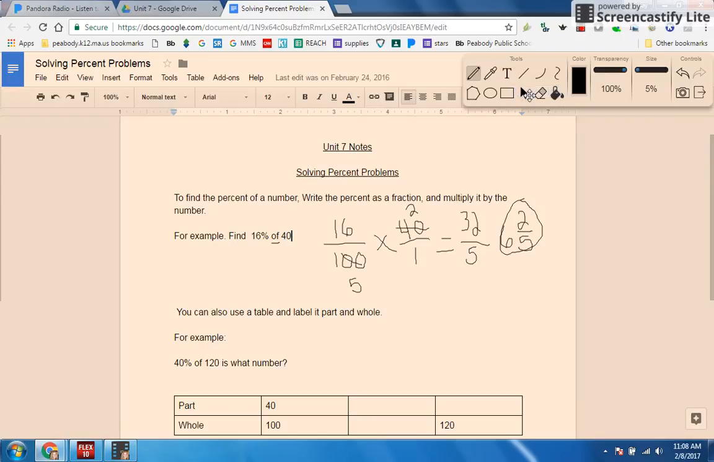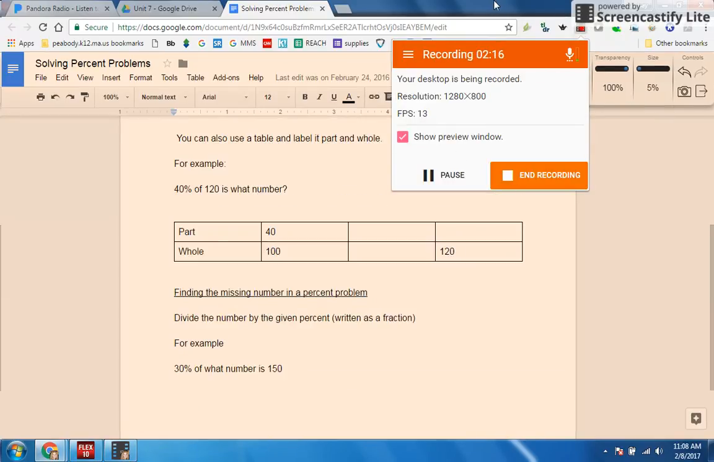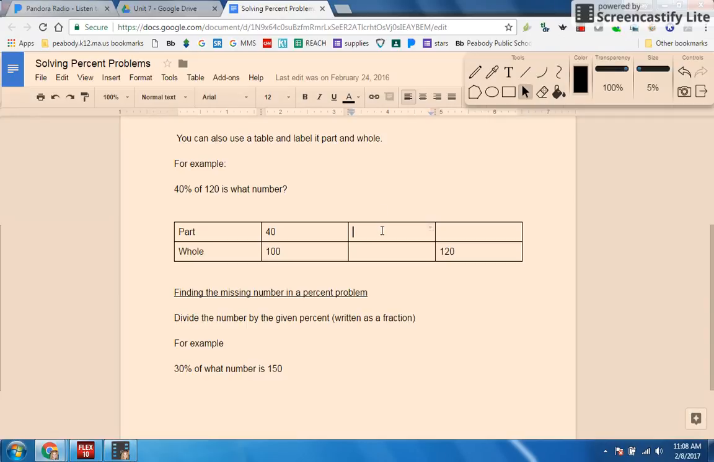So I'm going to pause this for a second so I can erase and clean it up a little bit, and then I'll show you how to do it with a chart. So here's another way, like I said, you could do it with a chart. We're going to do this problem: 40% of 120 is what number? My part to whole ratio with the table will give you the same answer. So I have 40%, which is 40 over 100. And my goal is I'm trying to figure out what part of 120 this is. So 120 would go on the bottom because that's our whole.